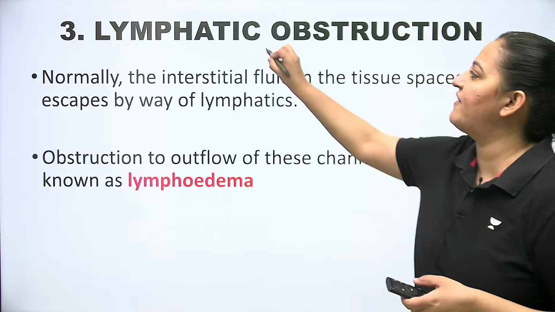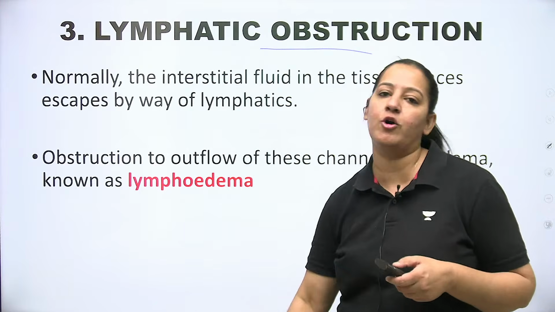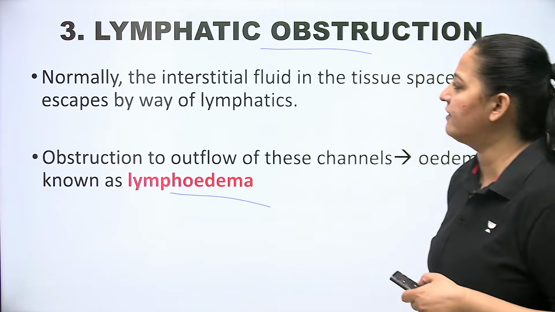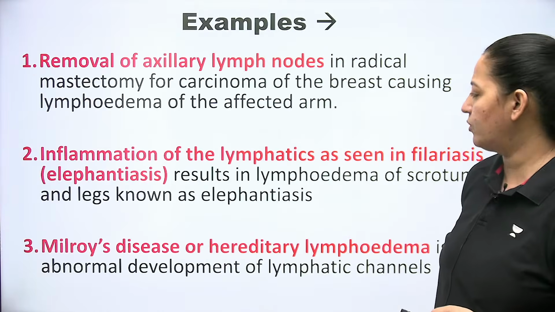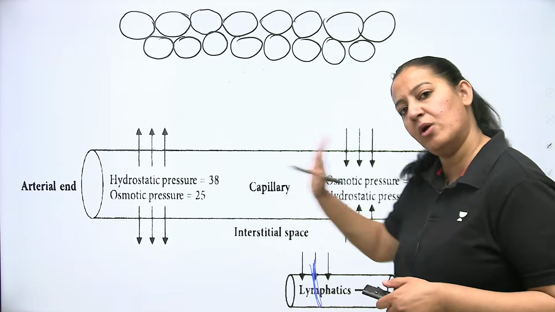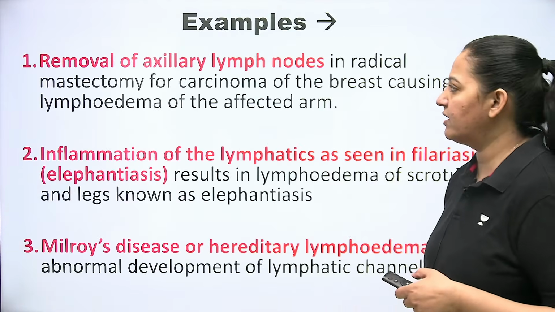The third is lymphatic obstruction. Tell me three examples where the patient has edema due to lymphatic obstruction. This edema is known as lymphedema. I will give you three examples here. You can understand lymphatics are the backup now. If the pressures are normal, hydrostatic is normal, osmotic is normal, still the patient has edema because the lymphatics are obstructed. So there are three examples.